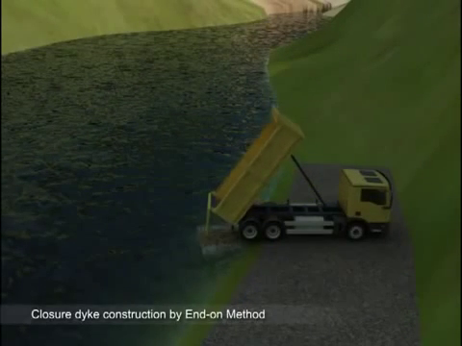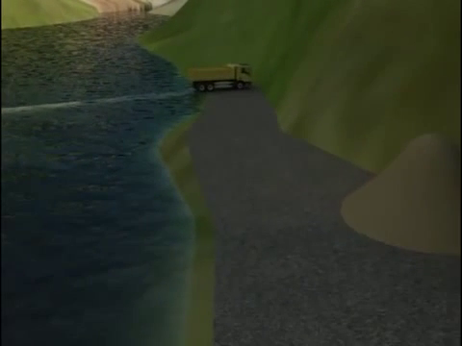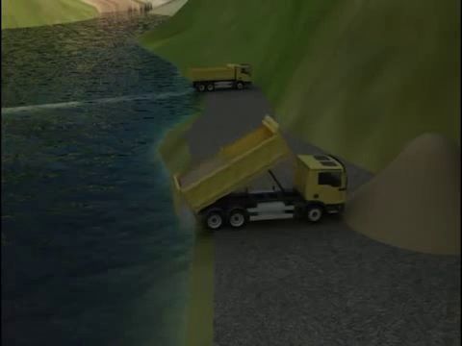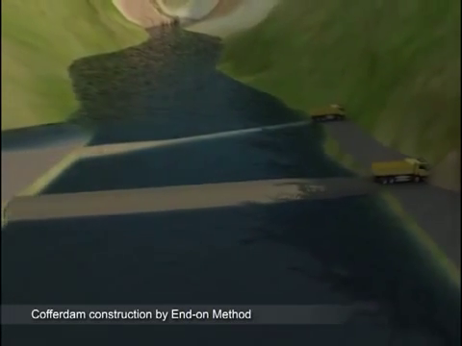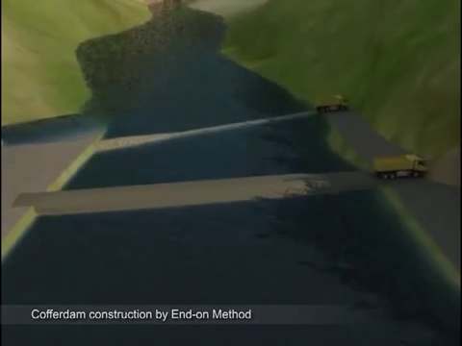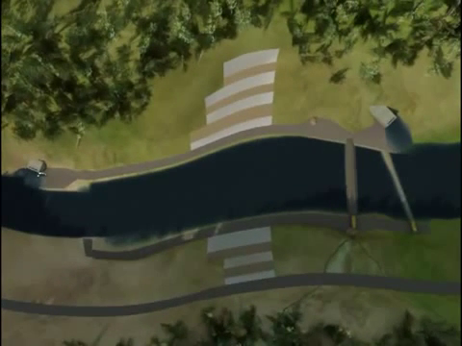Upstream and downstream closure dikes are constructed using the excavated material by the end-on method. Dikes divert the river flow through the diversion tunnel at upstream and prevent the downstream water going back to the dam site. Upstream and downstream coffer dams are then constructed using the material excavated from the abutment slopes and the diversion tunnel.